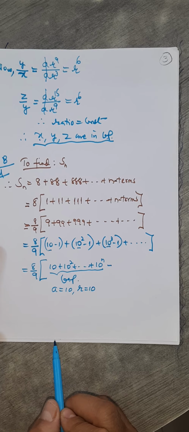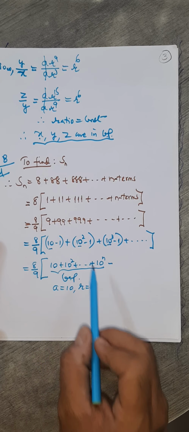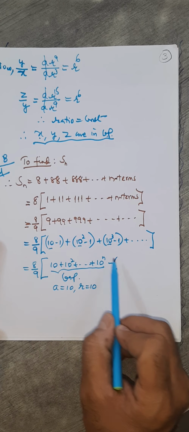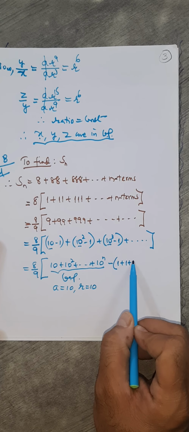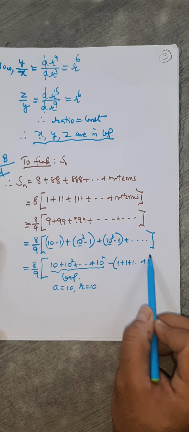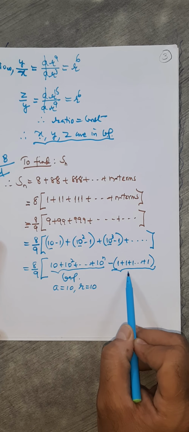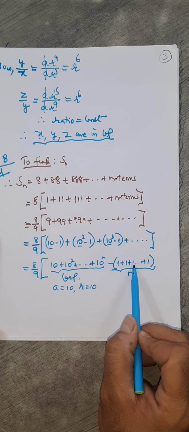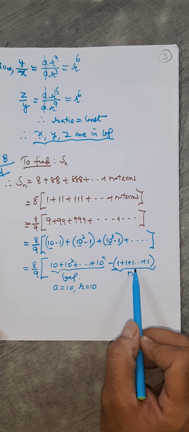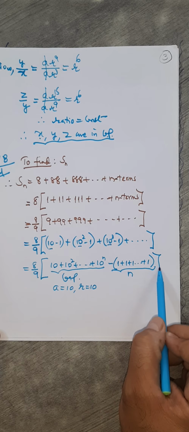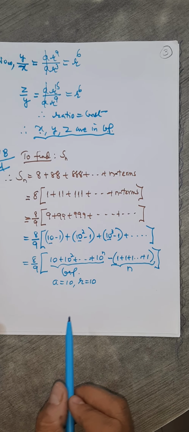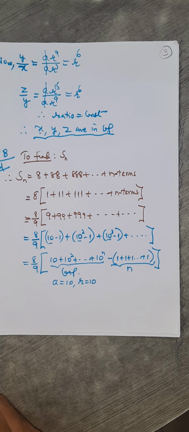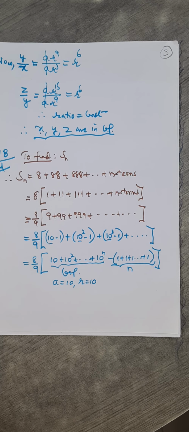Minus, now here you can see, take minus common, then 1 plus 1 plus 1. How many times? n times. So this is small n. 1, 1, 1, if you write 3 times, it is 3. 1, 1, 1, if you write 4 times, it's a 4. But here it is what? n. Okay. Now we just need to use the formula for GP for the first one.